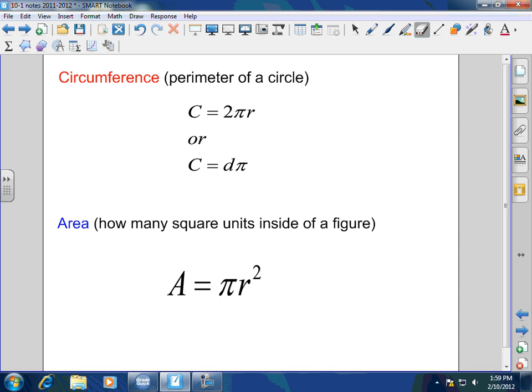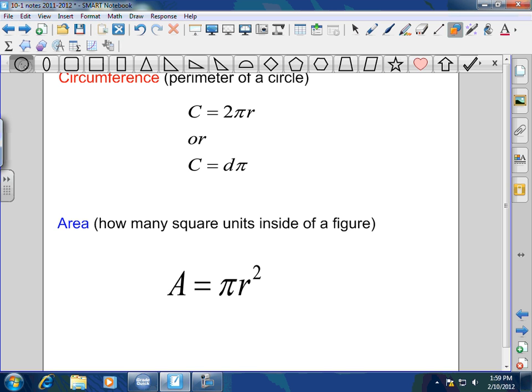Okay, that's a great question. I'm so glad you asked that. How did they come up with pi? How come it works for all circles?